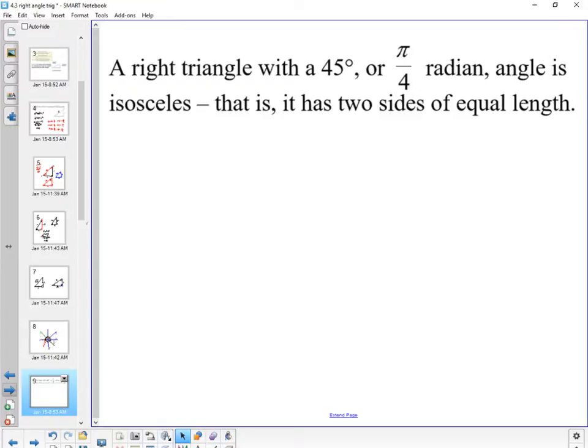Okay. Here we go. A right triangle with 45 degrees, aka pi/4 radians, is isosceles. That is, it has 2 sides of equal length. So draw the triangle. Which is a special triangle? What's it going to look like? 45, 45, 90. And the sides are? Equal.